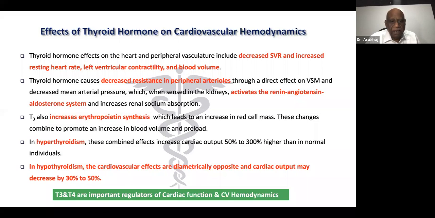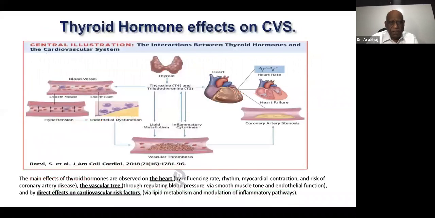In hyperthyroidism, these combined effects increase the cardiac output up to 300%, causing high output cardiac failure. In hypothyroidism, output is reduced by up to 50%. T3 and T4 are important regulators of cardiac function and cardiovascular hemodynamics. This is the thyroid hormone effect on the cardiovascular system in short. This is on the blood vessels. It relaxes the smooth muscle and reduces the BP.